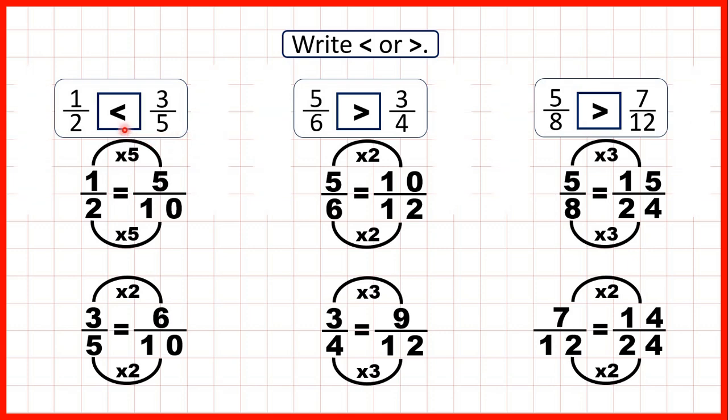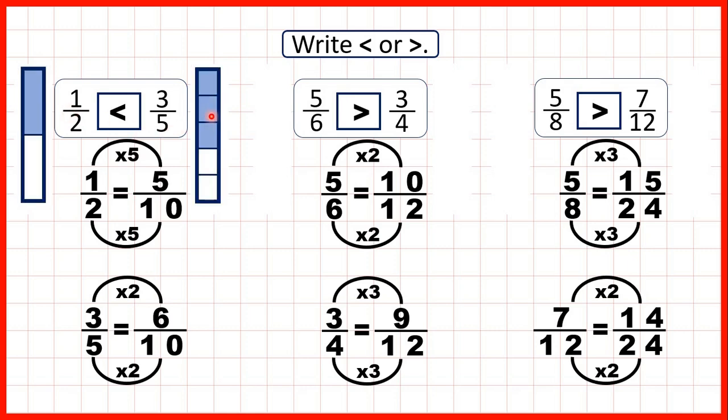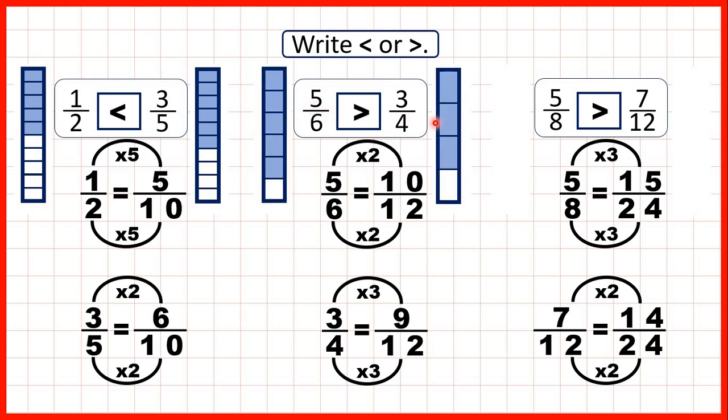Now let's show fraction bars to see what we did. First, we were comparing 1/2 and 3/5. You can see on the fraction bar that 3/5 is larger because more is shaded, but if you can't imagine the fraction bars, then what we did was turn 1/2 into 5/10 and 3/5 into 6/10, so we knew that 3/5 was larger. Then we have 5/6 and 3/4.